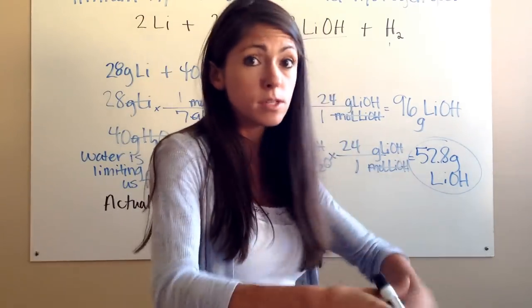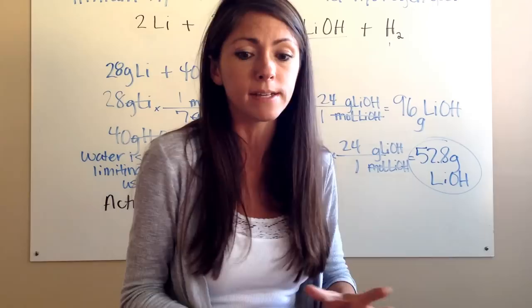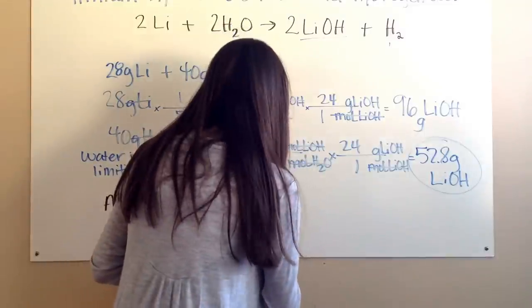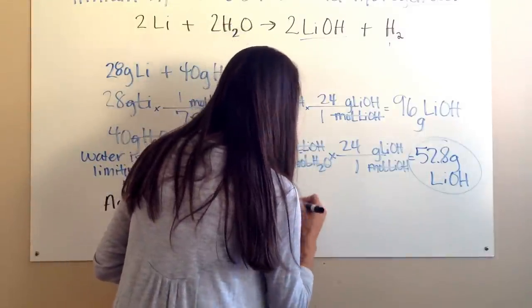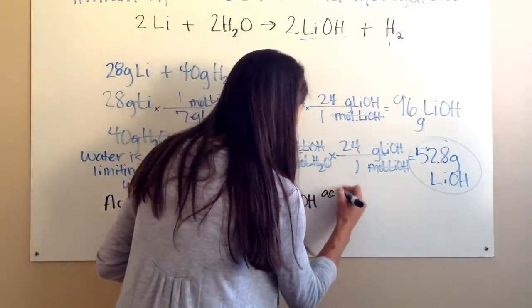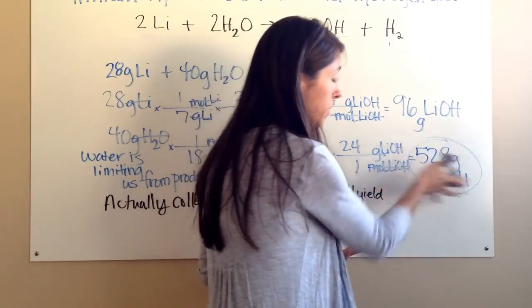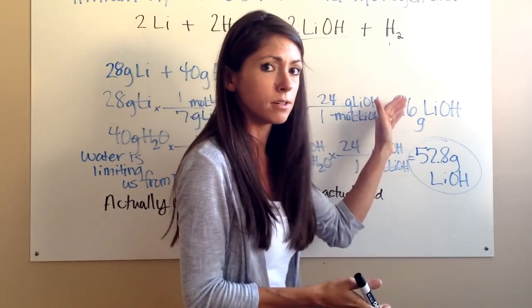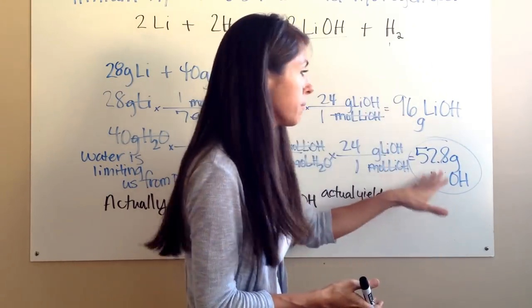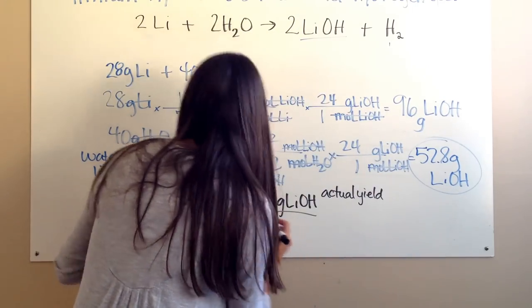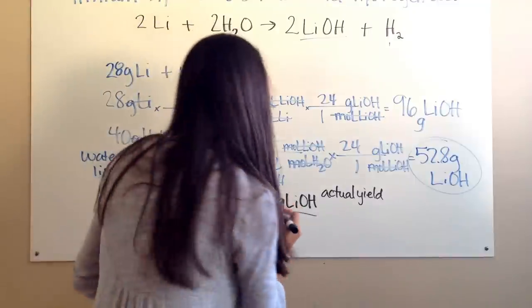It'll say, Susie, Bob, whatever, collected this much in the experiment. So it's what they actually measured and collected. Let's say I actually collected 46.4 grams of LiOH. This is called the actual yield. Up here, I already solved for the theoretical yield. This is not my theoretical yield because I can't even get to this value. I'm limited to only producing this much. But in theory, that's how much you could produce with 28 grams of this and 40 grams of this.